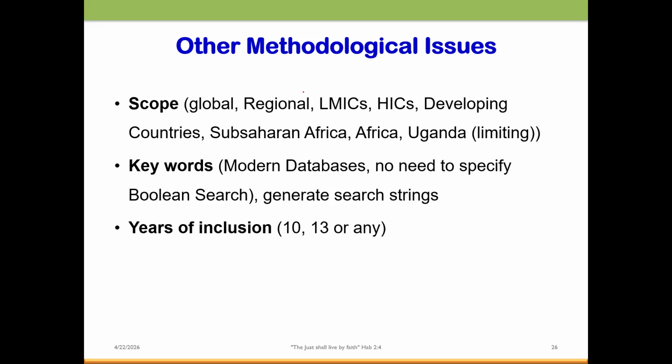Number two, keywords. You need to think about the keywords. Now, you've heard about the Boolean search, where you put things like and, or, not, etc. Worry not. These days, you don't have to worry. I think you can even go to ChatGPT and say, I have this study, please generate for me a search strategy. You just copy it and take it to Google Scholar or Science Direct or IEEE, and they will generate for you.